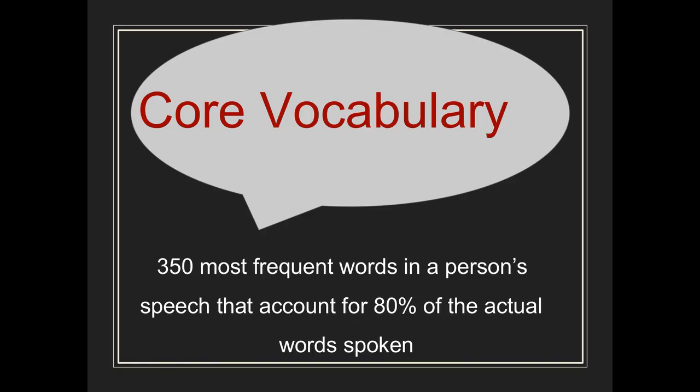All right, that brings us to core vocabulary. We're not going to go over core vocabulary a ton, but just a quick overview. Core vocabulary is the 350 most frequent words in a person's speech that accounts for 80% of the actual words spoken. And what's nice about core vocabulary in the academic setting as well is that 84% of those core words are adult words. So how sweet is that, that I'm able to tie that core vocabulary back to academic content.